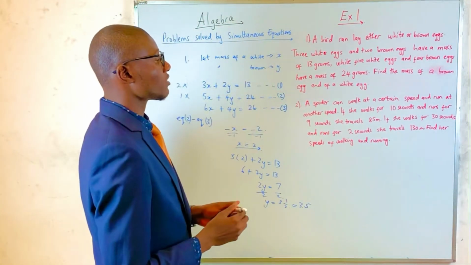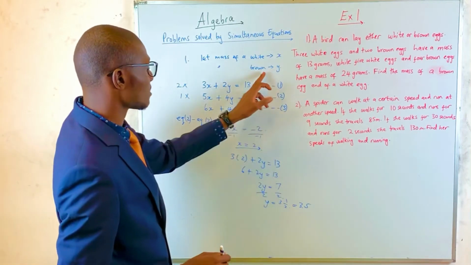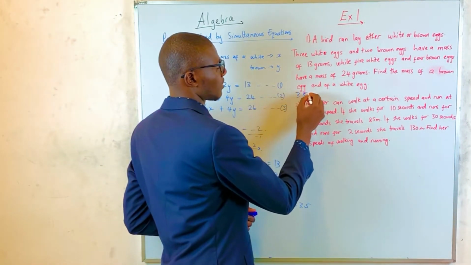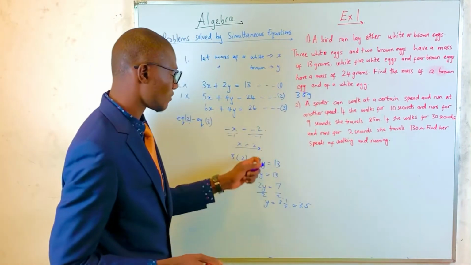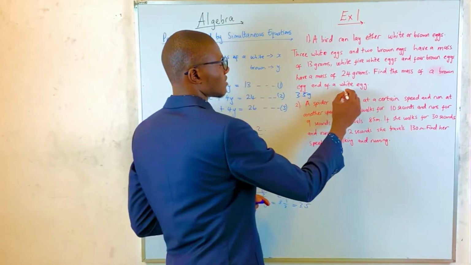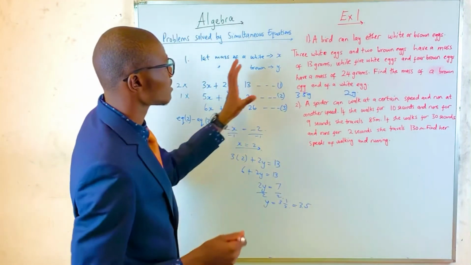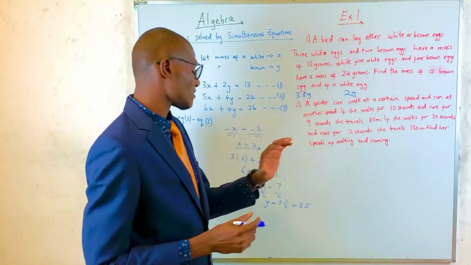So the mass of the brown egg, which is y, is 3.5 grams. Then the mass of the white egg, which is x, is 2 grams. This is how we apply simultaneous equations to solve problems like this.